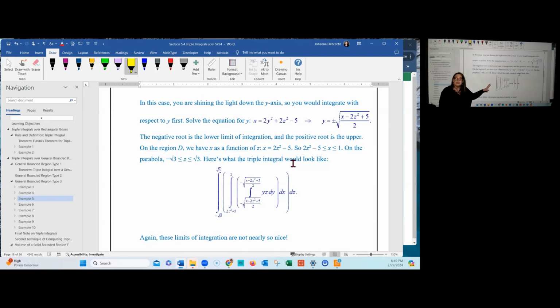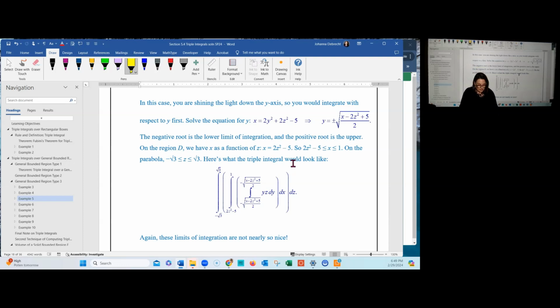This integral is not nearly so nice as the one we did before. In general, you'll find that the easiest shapes to integrate across are rectangles, followed by circles or semicircles. Those are the easiest shapes to have for your projection to integrate on.